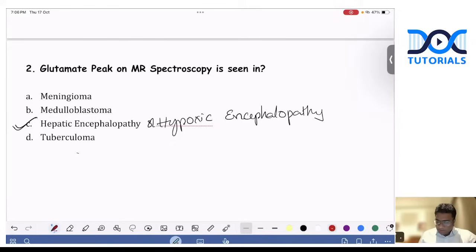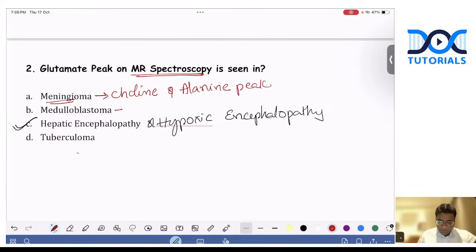Can you tell me what is the peak that you see in meningioma on MR spectroscopy? Being a tumor, you will see choline. And there's another chemical that is elevated in meningiomas, that is alanine peak. So choline and alanine peak is meningioma.